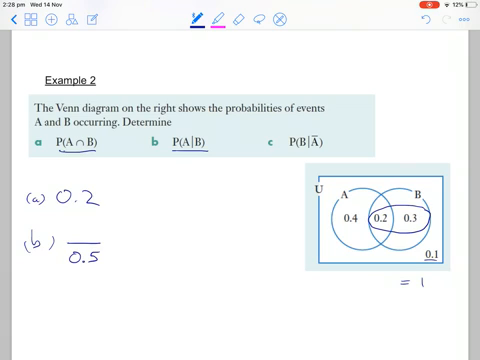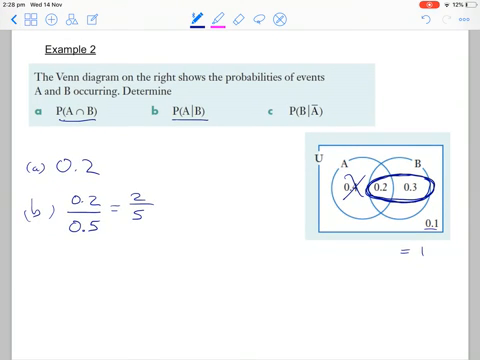We're only looking in B, so we're only looking at these 2 numbers, 0.2 and 0.3, and we say from that 0.2 and 0.3, how much of that is in A? Well, how much is in A is 0.2. Notice we weren't interested in that 0.4 at all. So that's our answer, 0.2 over 0.5, and you can simplify that to 2/5. We don't really like decimals in fractions, so you shouldn't leave it like that.